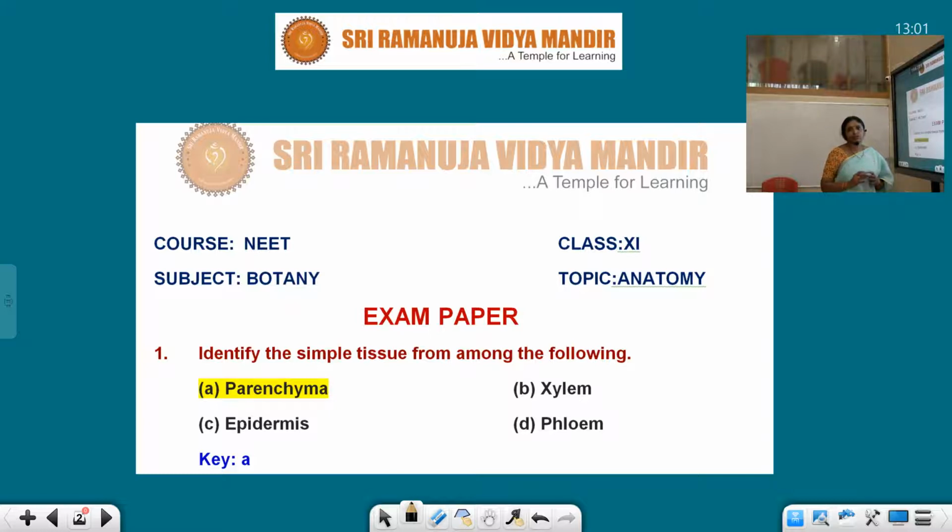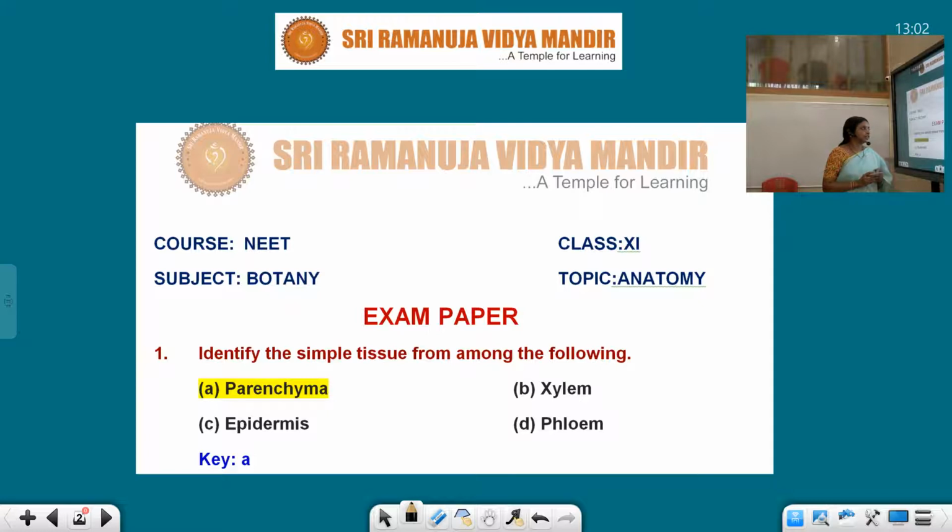And the permanent tissues are again divided into two main types, that is simple permanent and complex permanent. In simple permanent, parenchyma, collenchyma and sclerenchyma are placed. And what is simple permanent? Structurally all the cells are similar and they do the same function. Whereas in complex permanent tissues, they are structurally different and they do different functions also. That is called complex type.